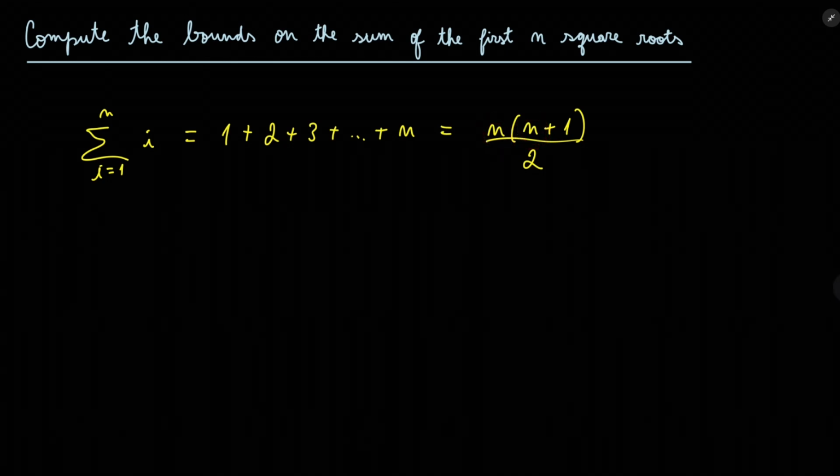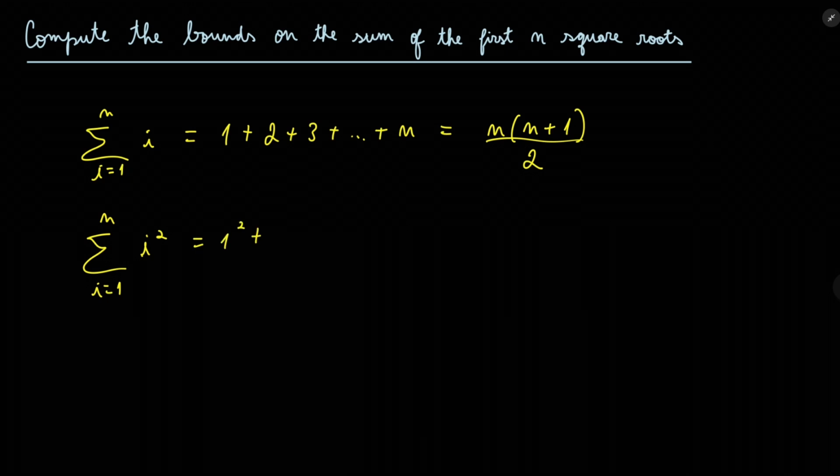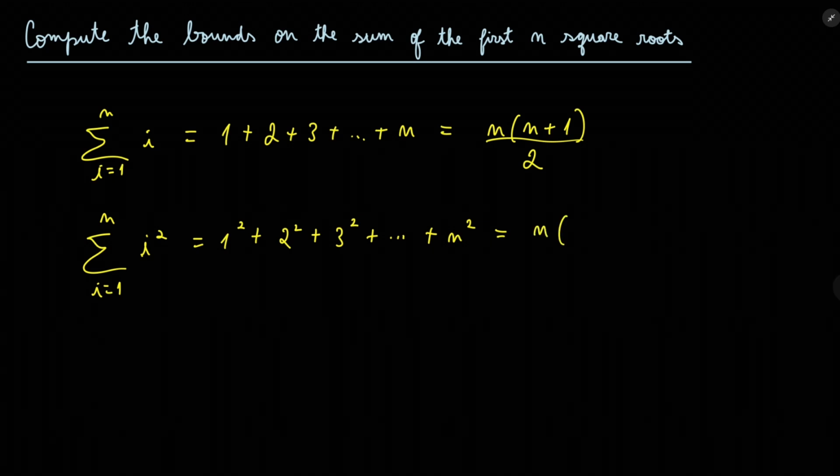The same thing goes, for example, for the sum from i equals 1 to n of i squared, which is 1 squared plus 2 squared plus 3 squared up to n squared. This formula is a little uglier, but we do have a closed form for it. So it's n times n plus 1 times 2n plus 1 over 6.